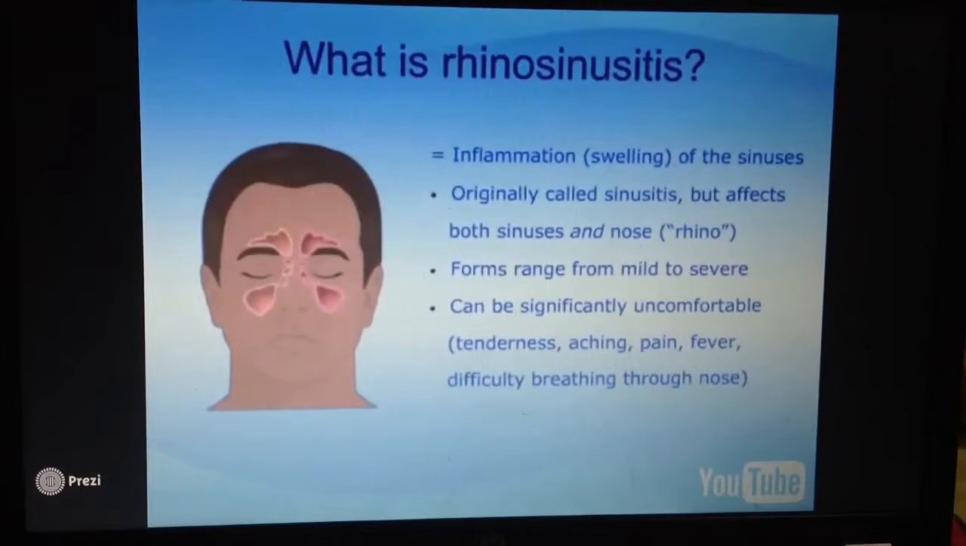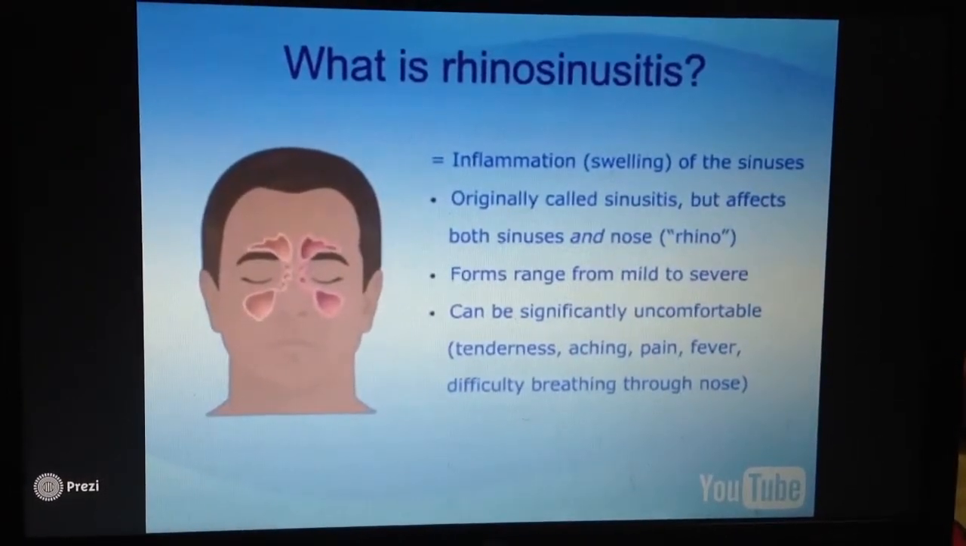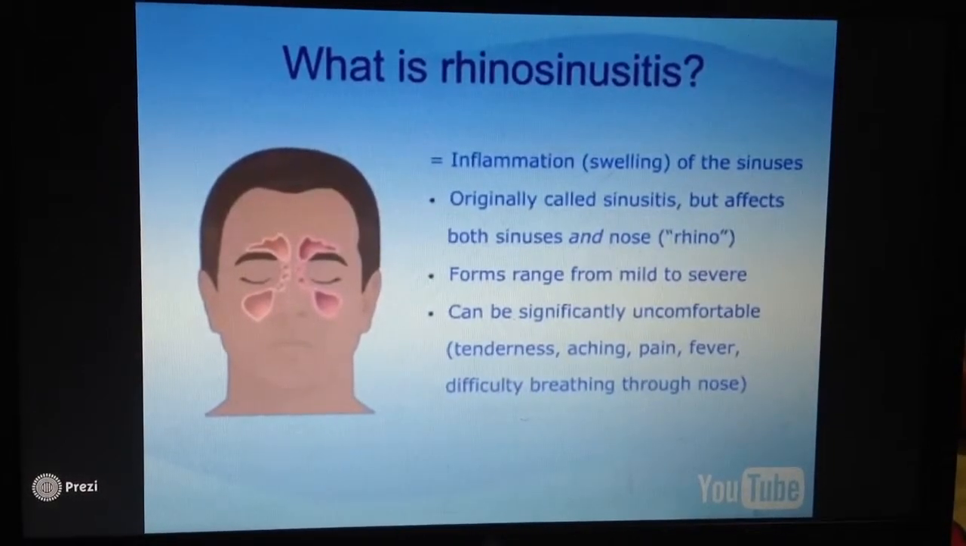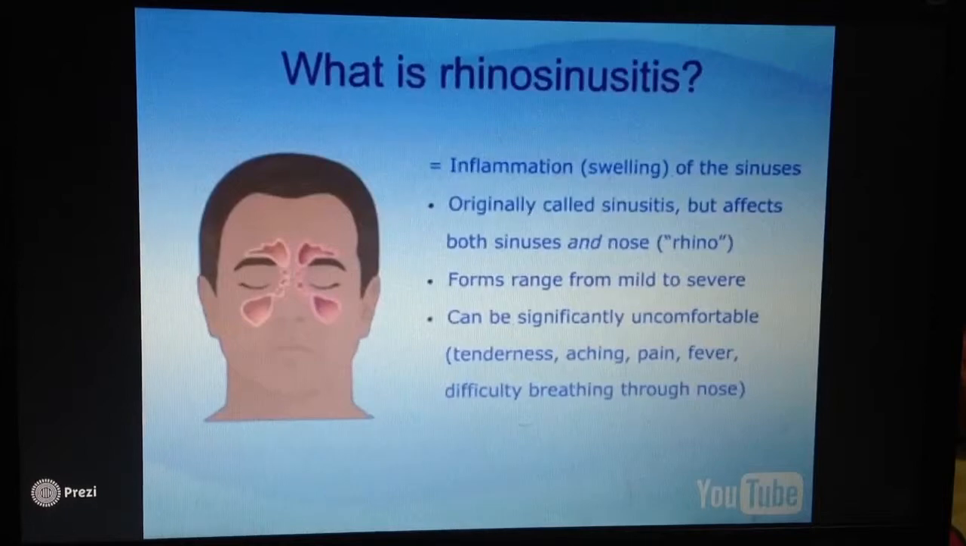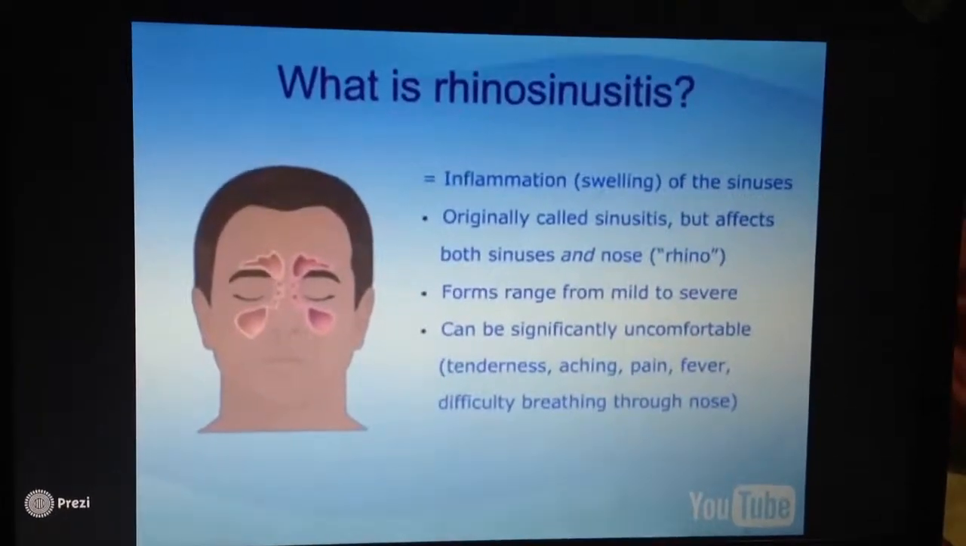The inflammation or swelling of one or more sinuses is called rhinosinusitis. Originally called just sinusitis, the term now includes the Greek word rhino, meaning nose, as we have since learned that the sinuses and nose are most often inflamed together.